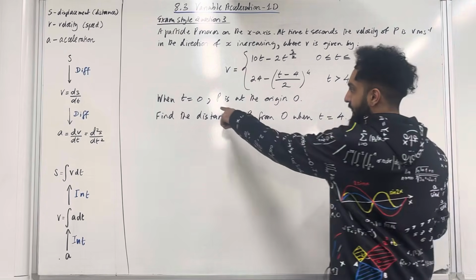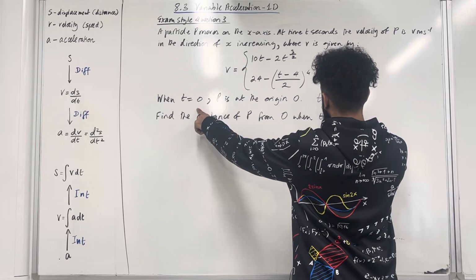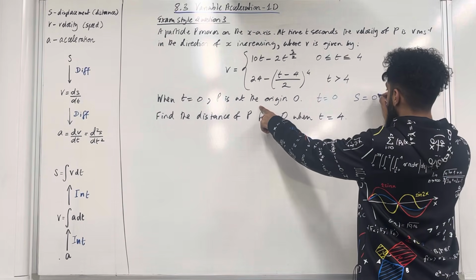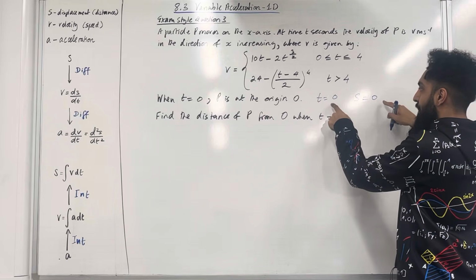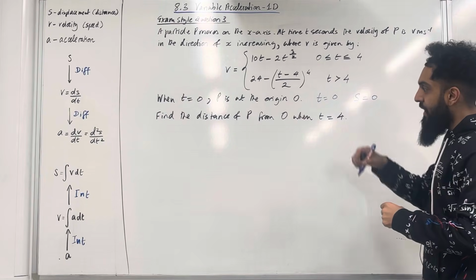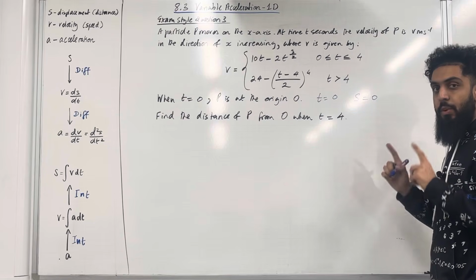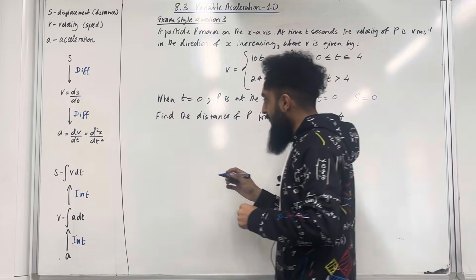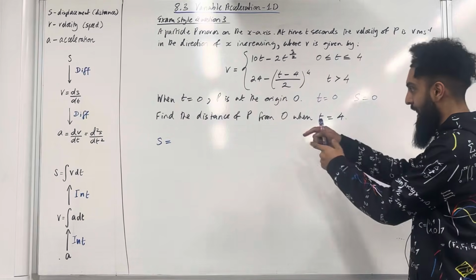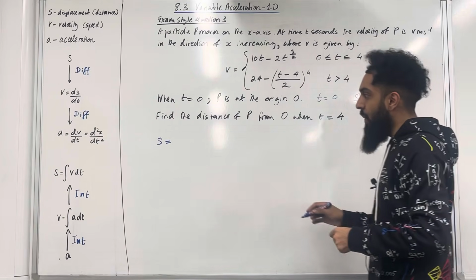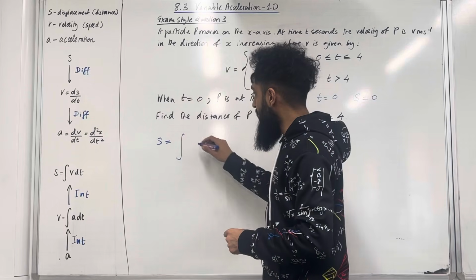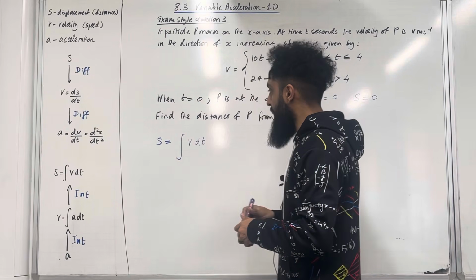First of all, when t is equal to 0, P is at the origin. So the displacement s is equal to 0. We're going to be using this boundary condition somewhere in our solution. Find the distance of P from O when t is equal to 4. So to find that distance s, or you could say displacement of P from O when t is equal to 4, we have to integrate the velocity equation. So integral of v dt.